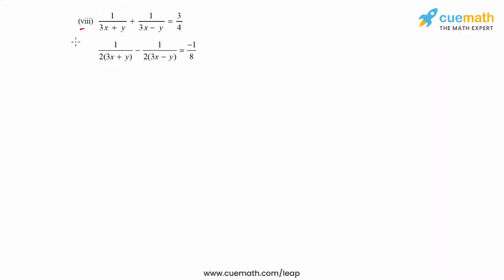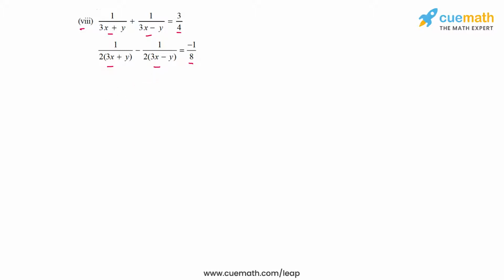In part 8 of this question, the pair of equations are 1 by 3x plus y plus 1 by 3x minus y, this is equal to 3 by 4, and then 1 by 2 times 3x plus y minus 1 by 2 times 3x minus y, this is equal to minus 1 by 8. Now clearly these two equations are not linear equations in x and y, so we have to do certain substitutions that will convert these equations into a pair of linear equations.